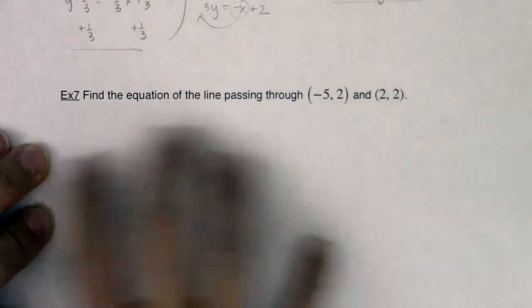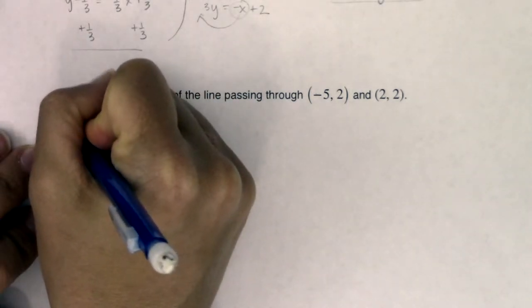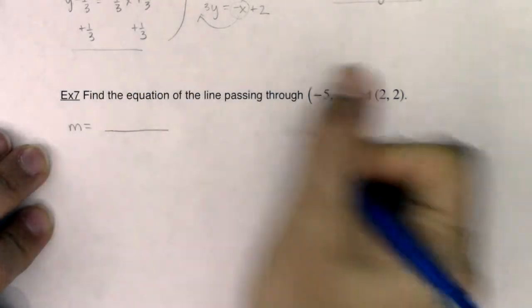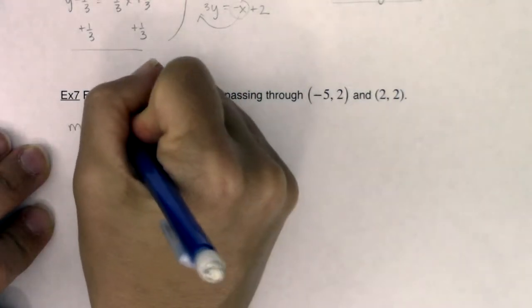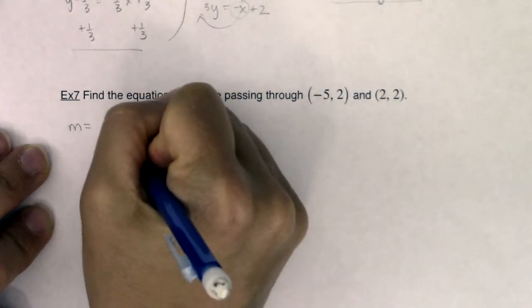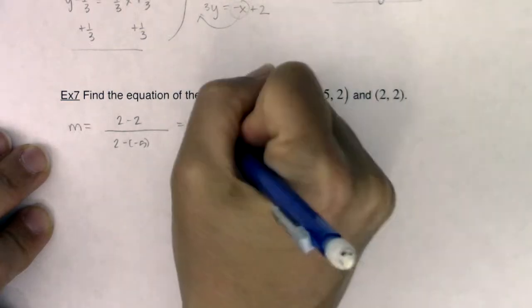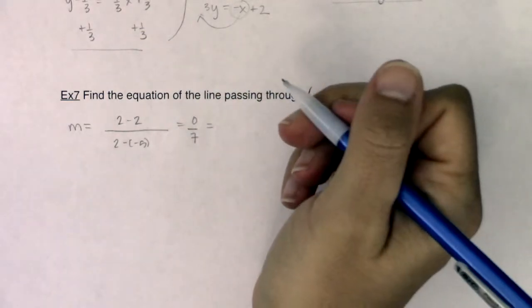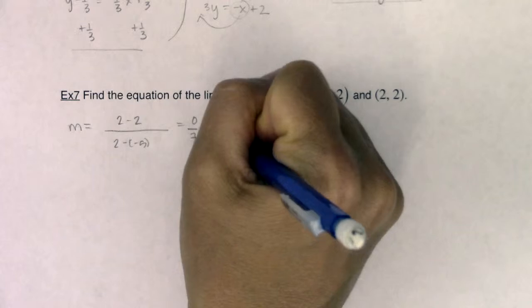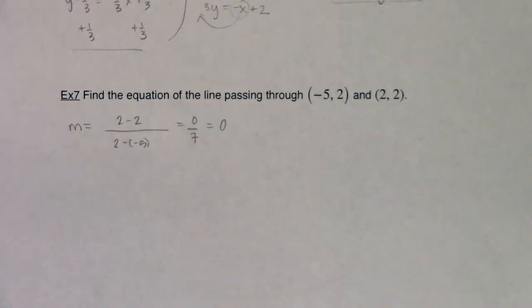But before we get going on any of the forms, we do need to find the slope of the line between these 2 points. So let's see what we've got. Let me do change in y, 2 minus 2, and then change in x, 2 minus negative 5. So I am looking at 0 over 7. And any fraction where 0 is in the numerator is ultimately 0. And sometimes we struggle with remembering that a little bit.